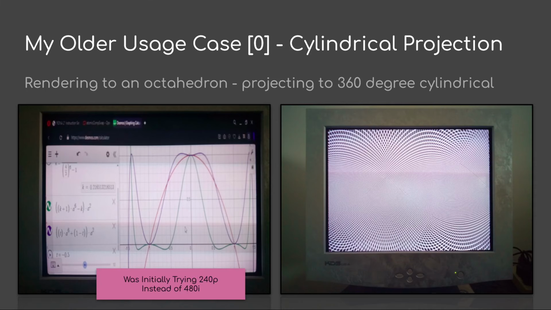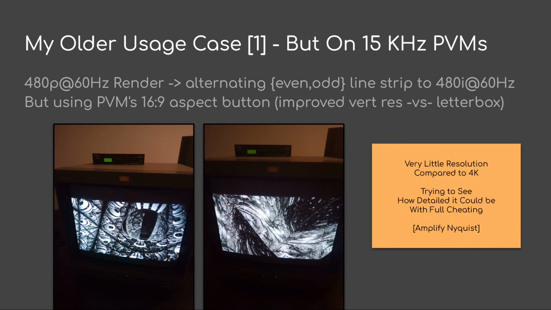My prior use case was a cylindrical projection. I was running into an octahedron projecting 360 degrees. Initially I was trying 240p, which you can see from the screenshot on the left, and later I moved over to 480i. Of course, my intended usage case was for 15 kHz PVMs. So I would render at 480p at 60 Hz, and then I would use a box that did alternating even and odd line strip for even and odd frames to get to 480i at 60 Hz.